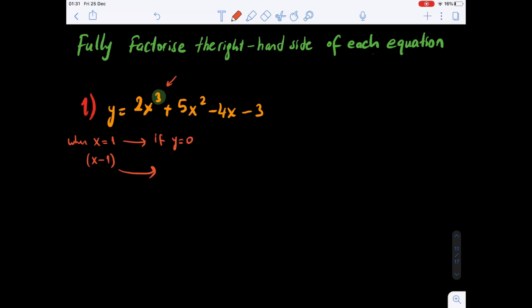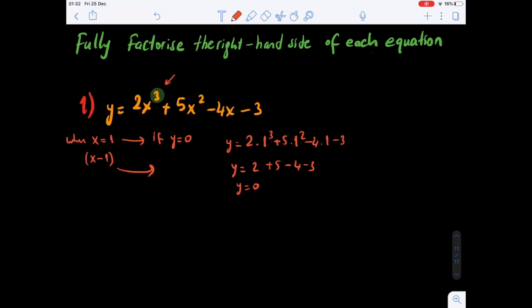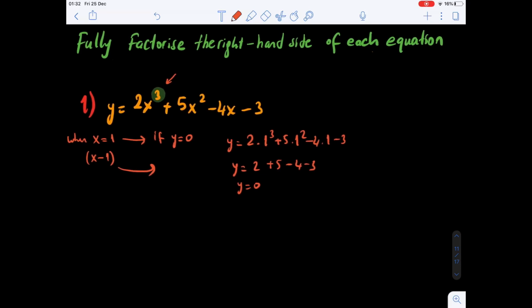When x is 1, y equals 2 times 1 cubed plus 5 times 1 squared minus 4 times 1 minus 3. Y equals 2 plus 5 minus 4 minus 3. Y equals 0. So we understand that x minus 1 is a factor of the right-hand side of the equation, which means the polynomial.